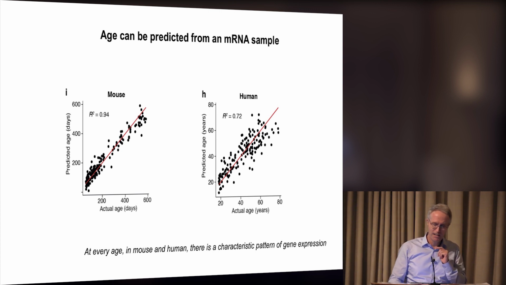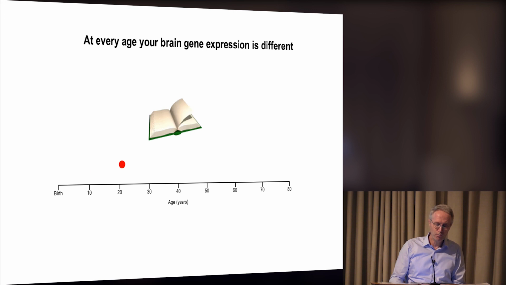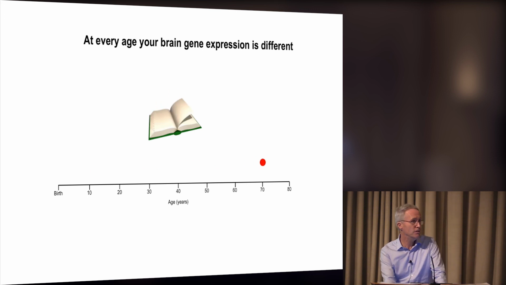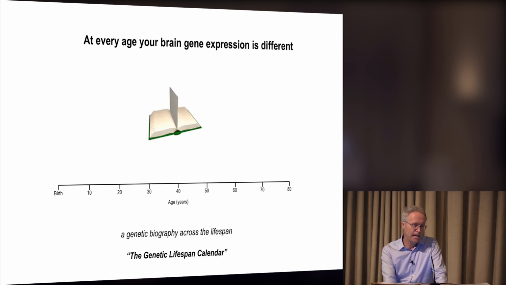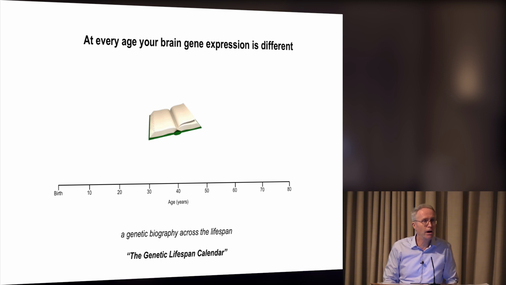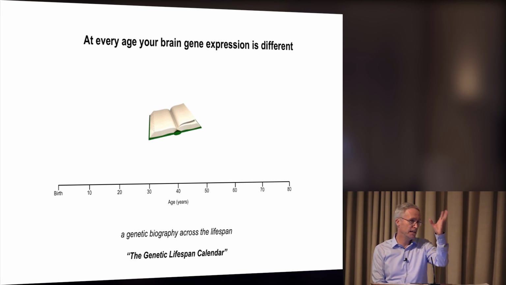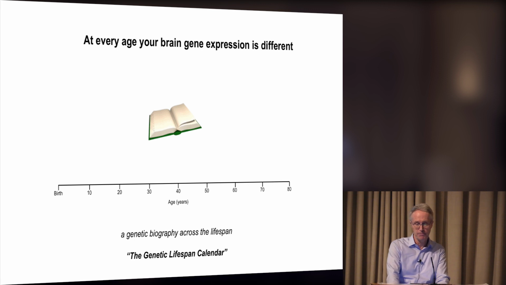What this tells us then is that at every age, your brain gene expression is different, and it's like turning the pages in a book. As you get older, every year, every month, perhaps even every week, there are changes. And I consider it to be like a sort of a genetic biography across the lifespan. And we refer to this genetic program that produces these changes as the genetic lifespan calendar.